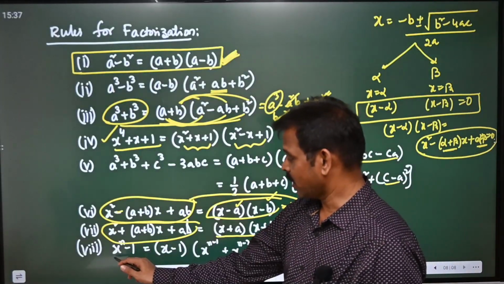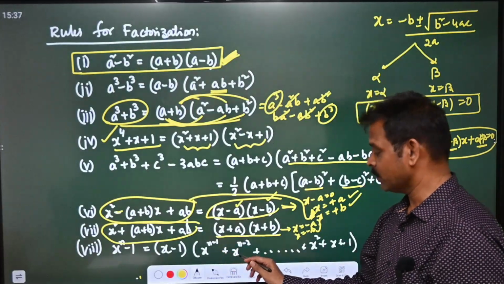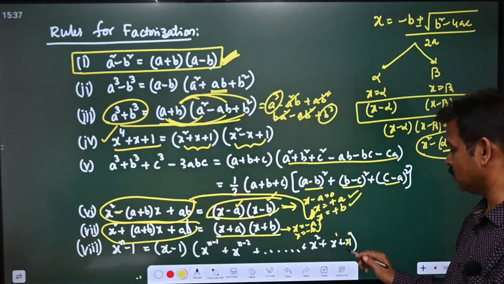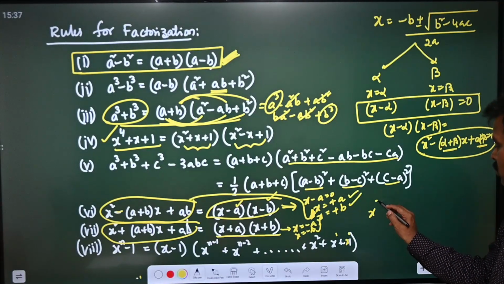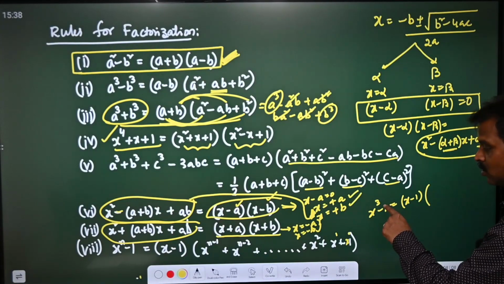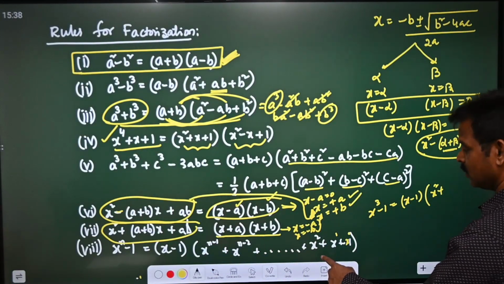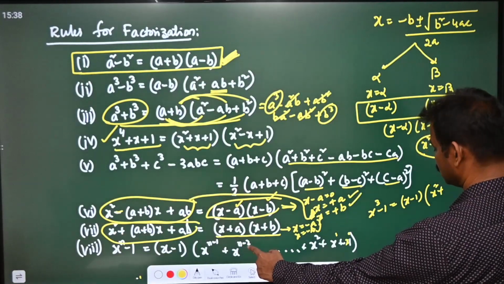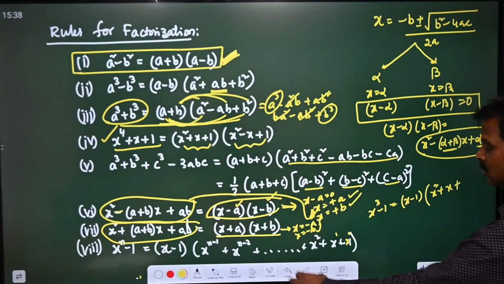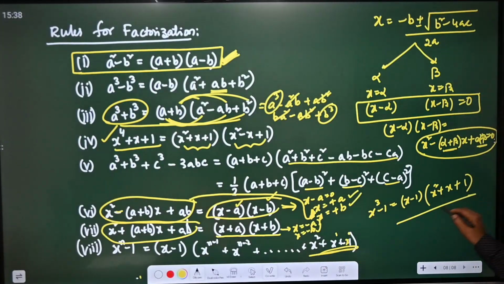The last one, x power n minus 1 can be written as x minus 1, first you bring it out, then x power n minus 1, then x power n minus 2, x power n minus 3, and so on, x square, x power 1, and x power 0 is 1. Just like x cube minus 1 can be written as x minus 1. Here n is equal to 3, so we will get x power 3 minus 1, that is x square. Then the next term, 3 minus 2, which is x, plus the next one, 3 minus 3, x power 0, which is 1. So we already got this one. This is the equation.